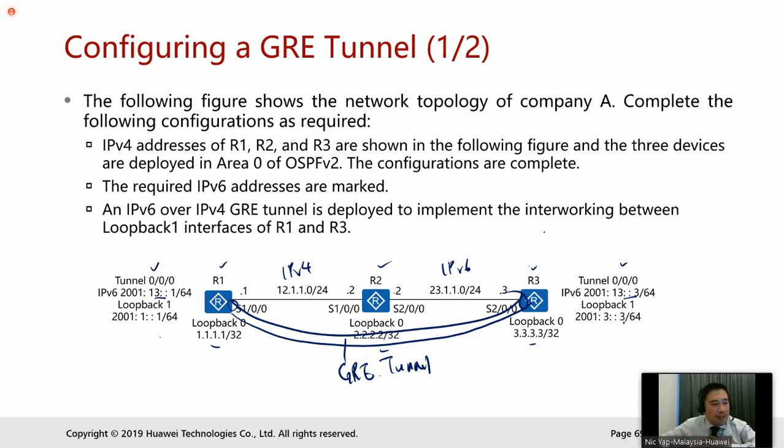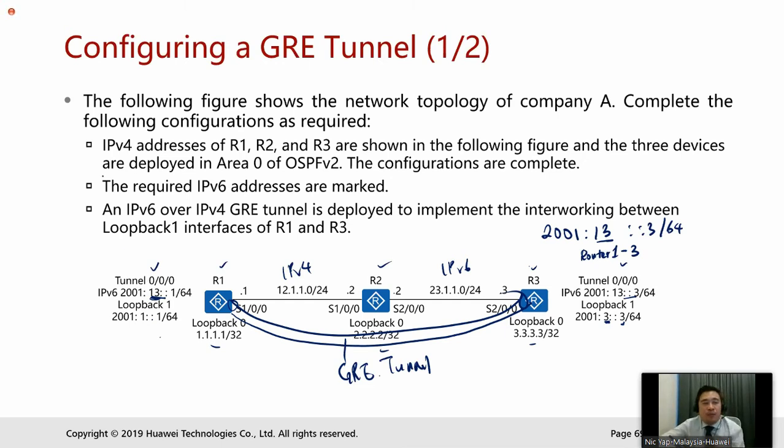The method they're using here is 2001 colon. The first number is the router's number, so for loopback 3 it means 3. Colon 3 is also the interface number. So this is 13 colon 3 slash 64. The 13 here means between router 1 to 3. This is like a site ID, between where to where, from router 1 to router 3, so I define it here as 13.